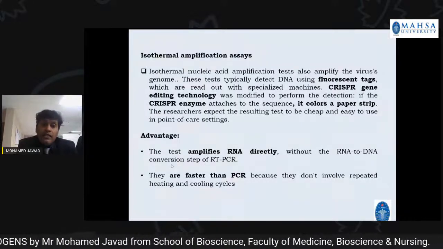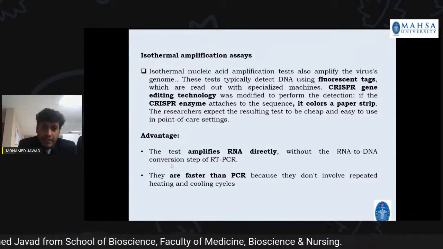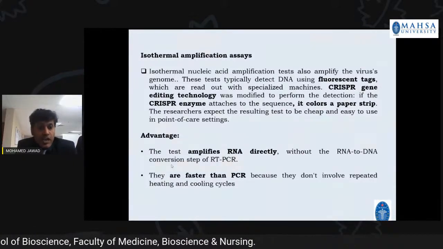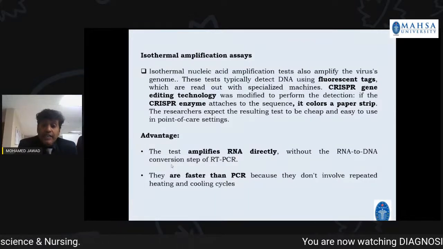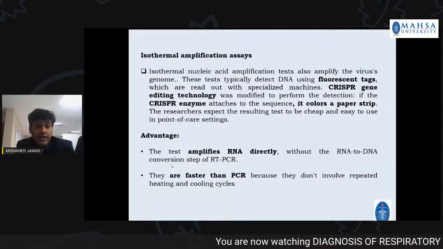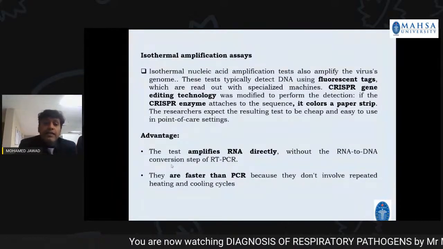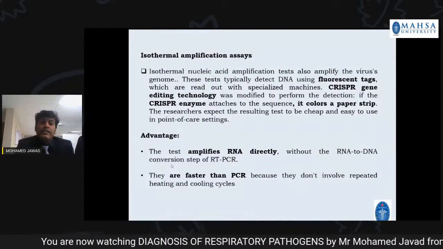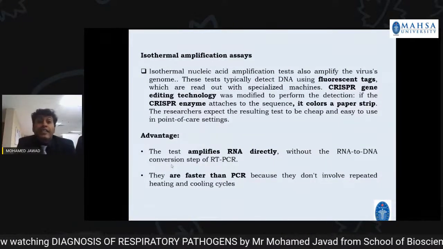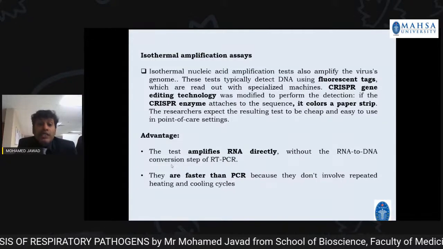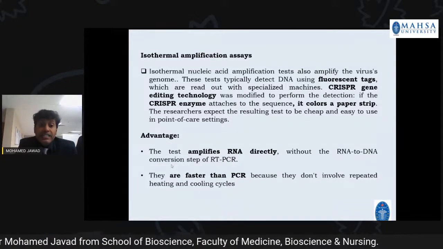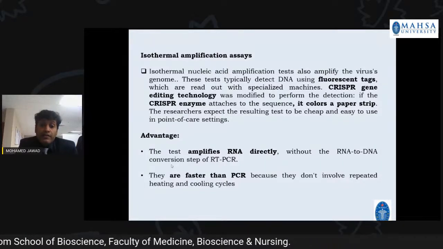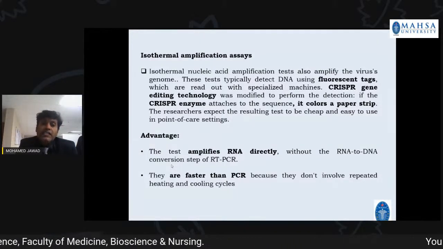This is another one, the latest method. One of the most advantageous methods is the isothermal amplification assay. It takes 30 minutes for identification. This is mainly a molecular biological test. Typically, this test detects the DNA using fluorescent tags, which are read out by a specialized machine, a modified platform of CRISPR gene editing technology. With the detection, this is the advantage.